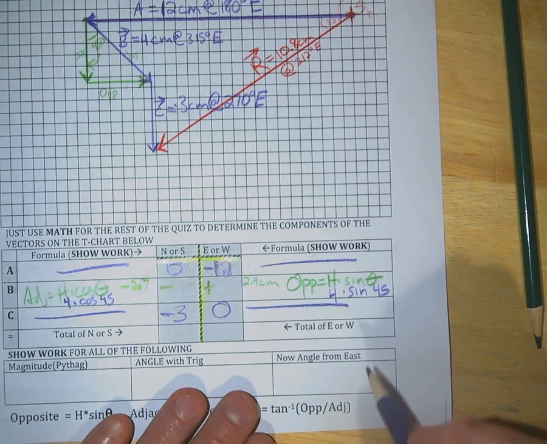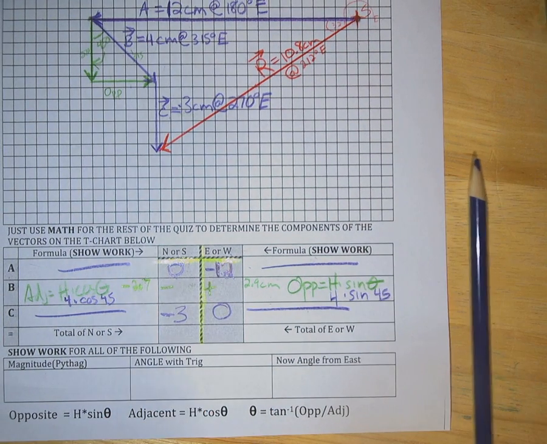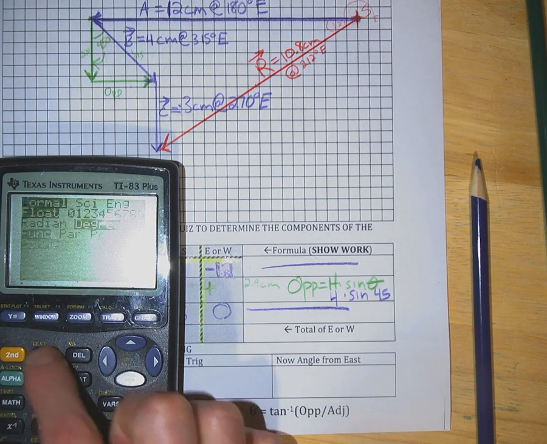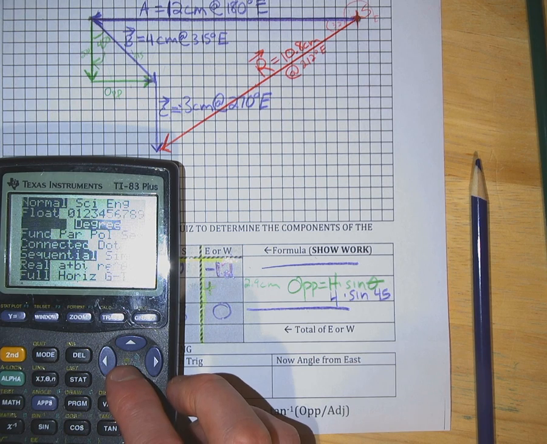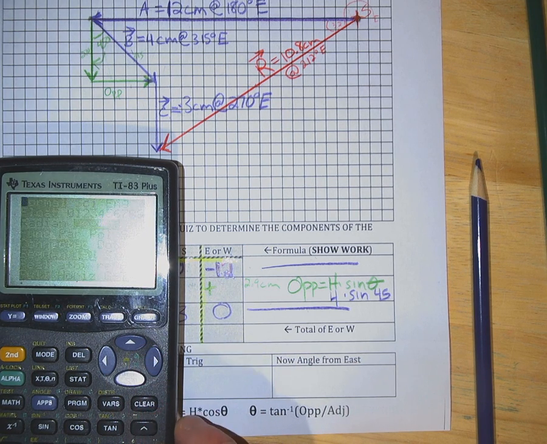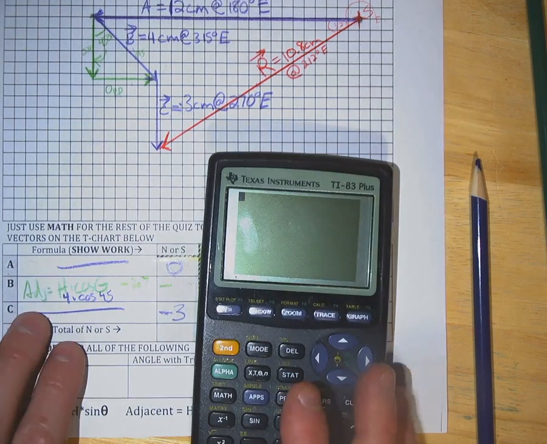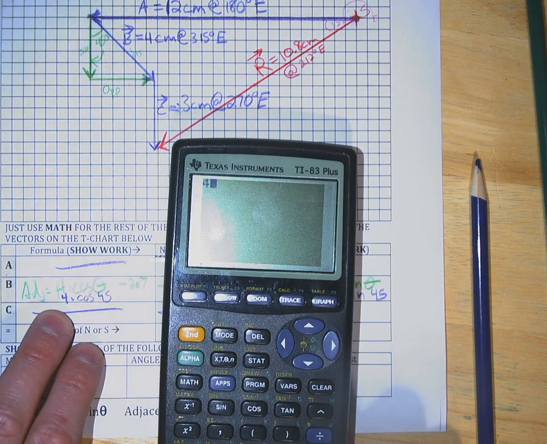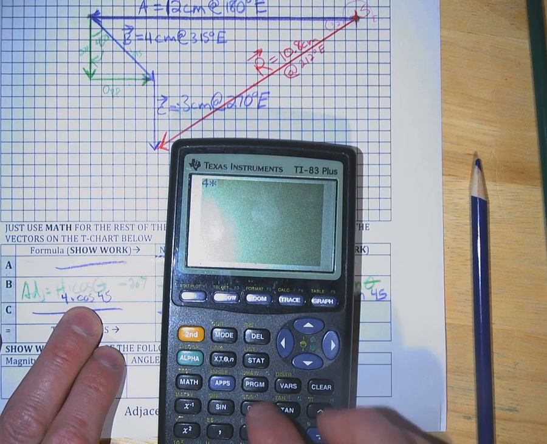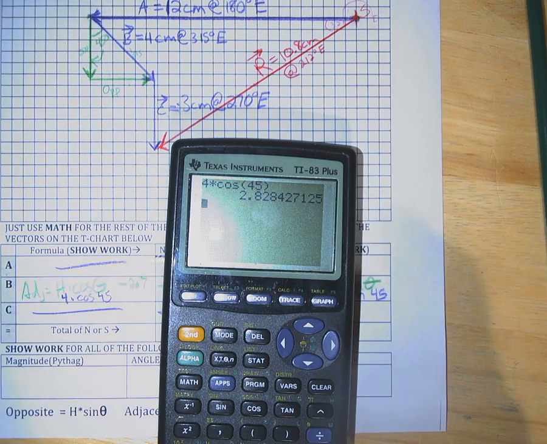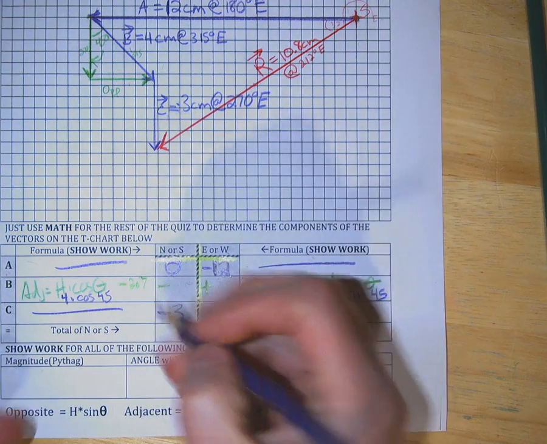All right, so now that I've got those numbers, I can go ahead and plug that into my calculator. Key thing is to make sure that when you're plugging this into your calculator that your mode is not in radians. It's got to be in degrees. All right, so now we got that. I'm going to plug in that the 4 times the cosine of 45, and that equals 2.83.